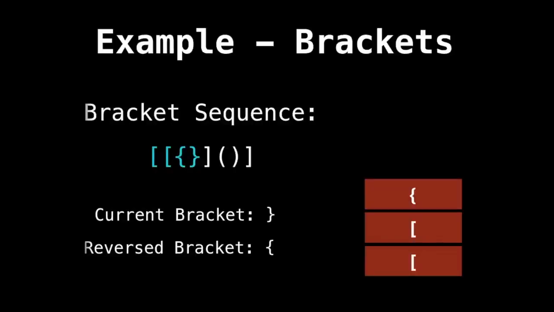Okay, this is a right square bracket. So we encountered a right square bracket. So we need to do two checks. First, we check if the stack is empty. If so, the bracket sequence is invalid. But if there are still things in the stack, then we pop the top element and check if its value is equal to the reversed current bracket. Right now, the top element is equal to the reversed bracket, so we are good.